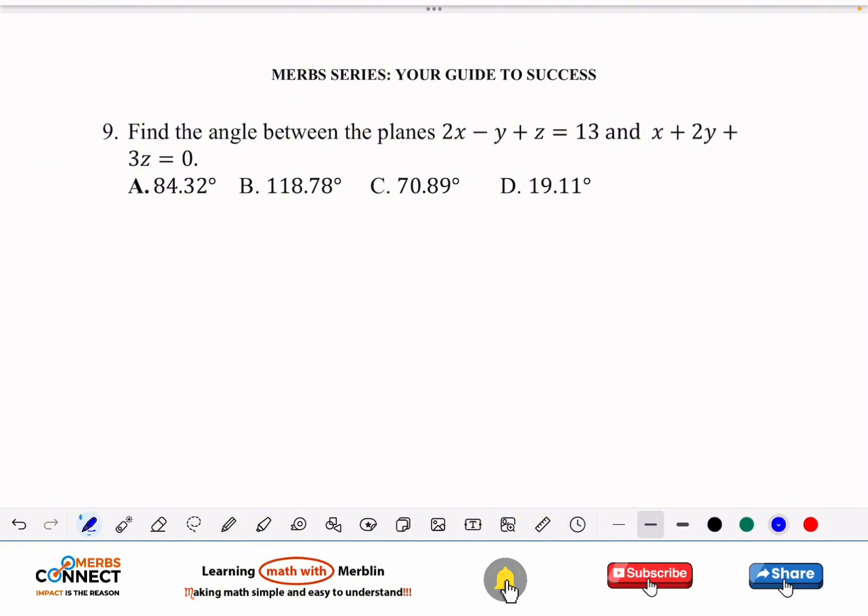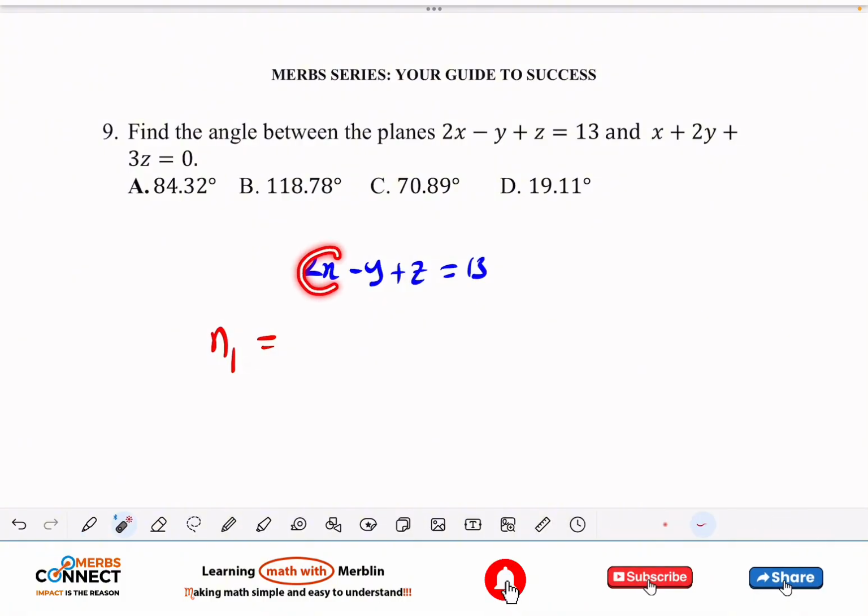Now let's look at question 9. So question 9, the question wants us to find the angle between the planes, right? So for us to find the angle between the planes, we need the vector. We need the normal vector first. So from 2x minus y plus z is equal to 13, we are going to write out the normal vector from this. So let's assume that the first normal vector is n1. So remember, x goes with i, y goes with j, and z goes with what? k. So we are going to have 2i minus j plus k.